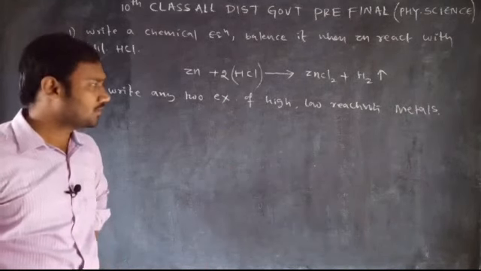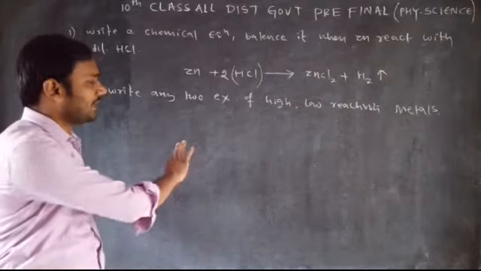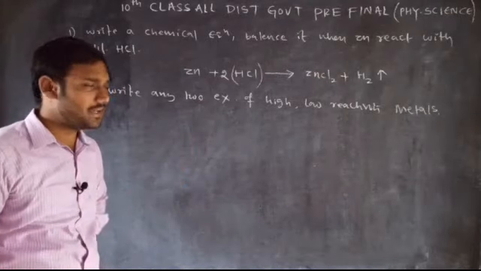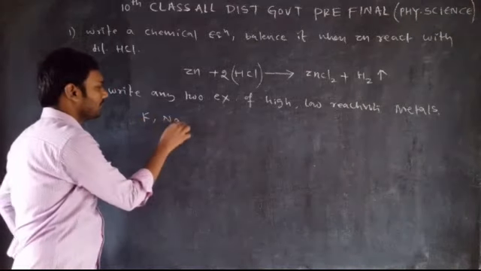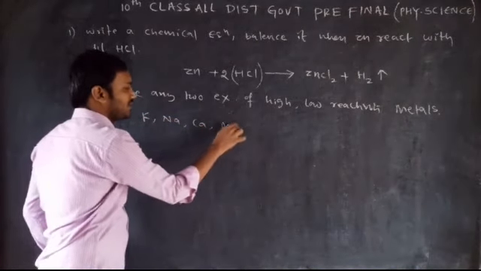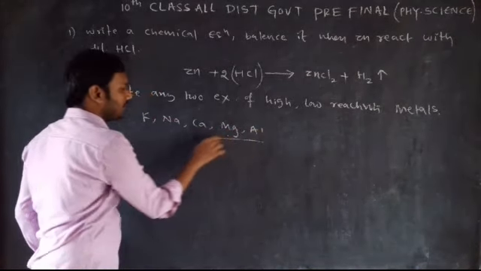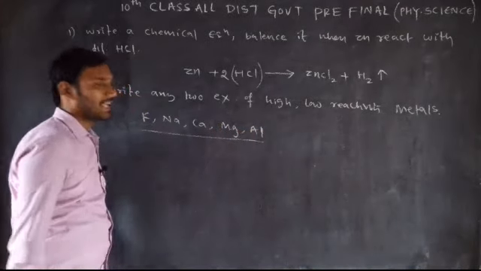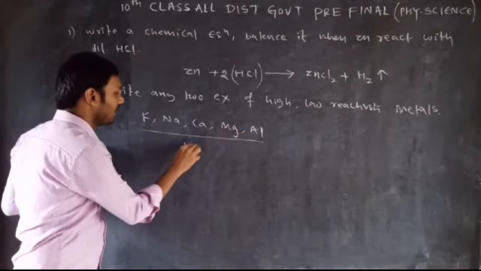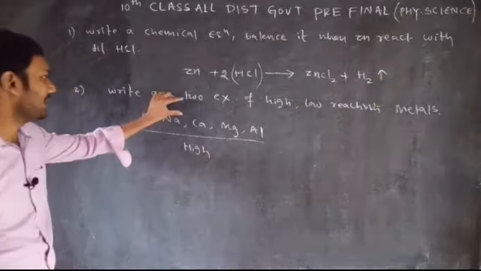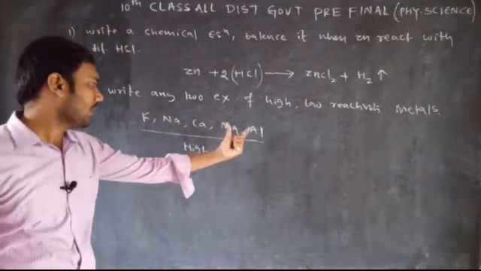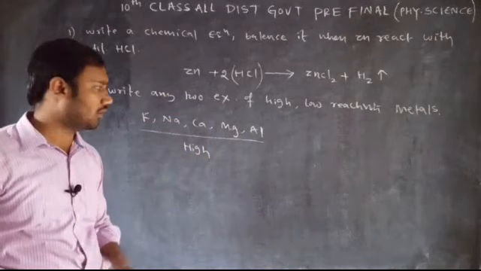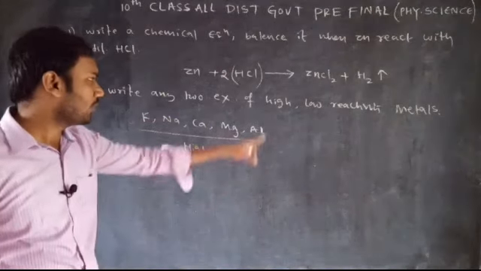Let us see first what is a high reactive metal and what is a low reactive metal. First I am writing the high reactive metals here: potassium, sodium, calcium, magnesium, aluminum. These metals are high reactive metals, and he is asking any 2 examples from here. You can write any 2 examples from this series, because this complete series is an example of high reactivity metals.